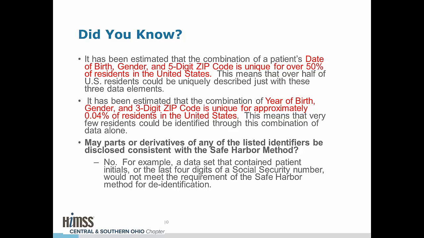And this goes in line with the comment I had yesterday. May parts or derivatives of any of the listed identifiers be disclosed? So that means if I have this information out there and it is breached, is that okay because it's been de-identified? And the answer is no. Data sets that contain patient initials or the last 4 digits of Social Security number would not meet the requirement of de-identification. Meaning, if you lost that information, then you had yourself a problem because you have a breach.